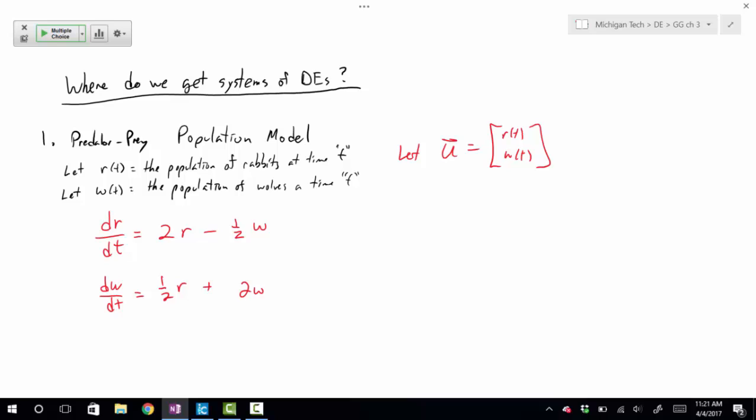All right. We write this as U prime equals A times U. And really the only question is, what is the matrix A? It's 2, negative 1/2, 1/2, 2. That's really the only question. Any questions there?